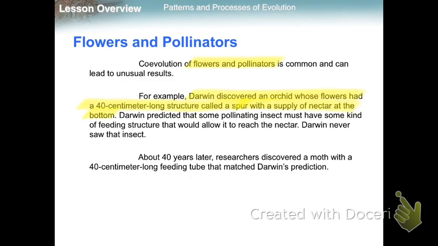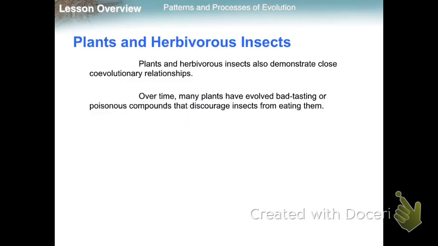So he was hypothesizing that some pollinating insect with a structure adapted to that would allow it to reach that nectar. Darwin never saw it, though, when he was there on the Galapagos. 40 years later, however, researchers discovered a moth with a 40-centimeter long feeding tube that matched Darwin's prediction.